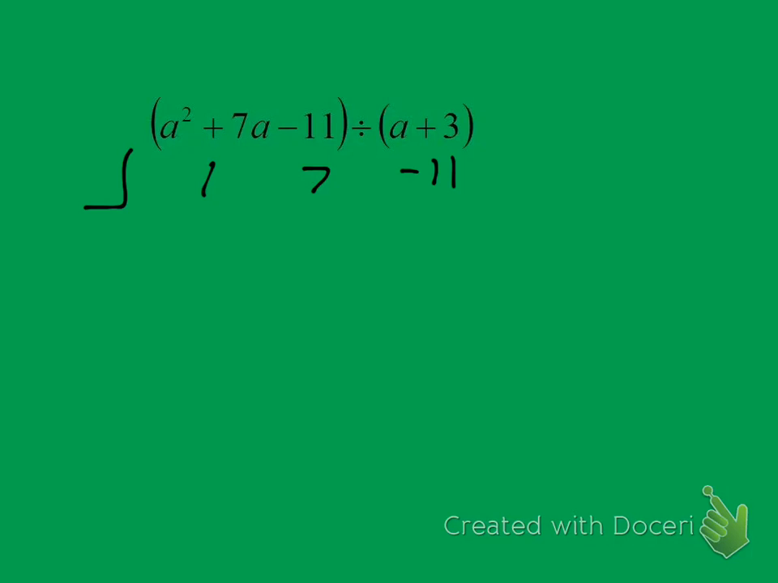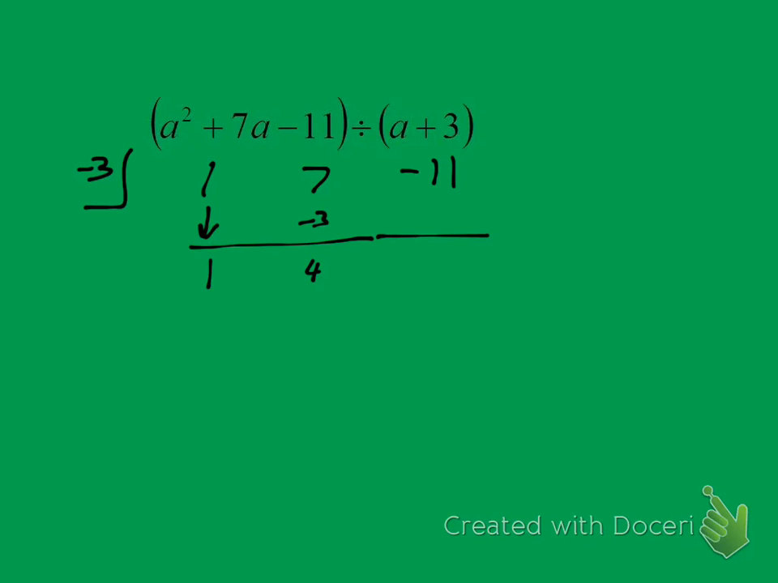What goes in your box? Negative 3. Okay. Bring an arrow underneath 1. Bring that 1 down. 1 times negative 3, negative 3. 7 plus the negative 3, 4.